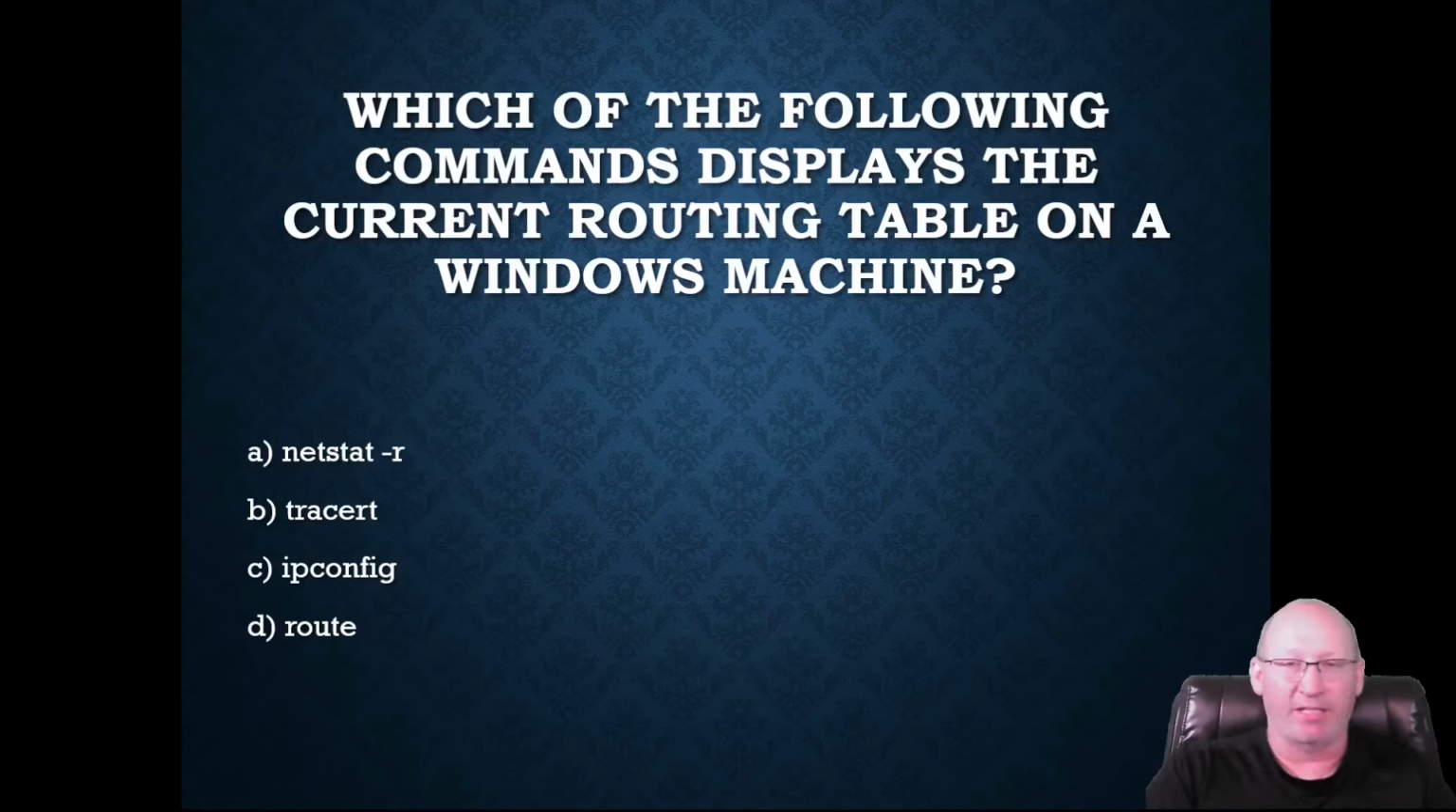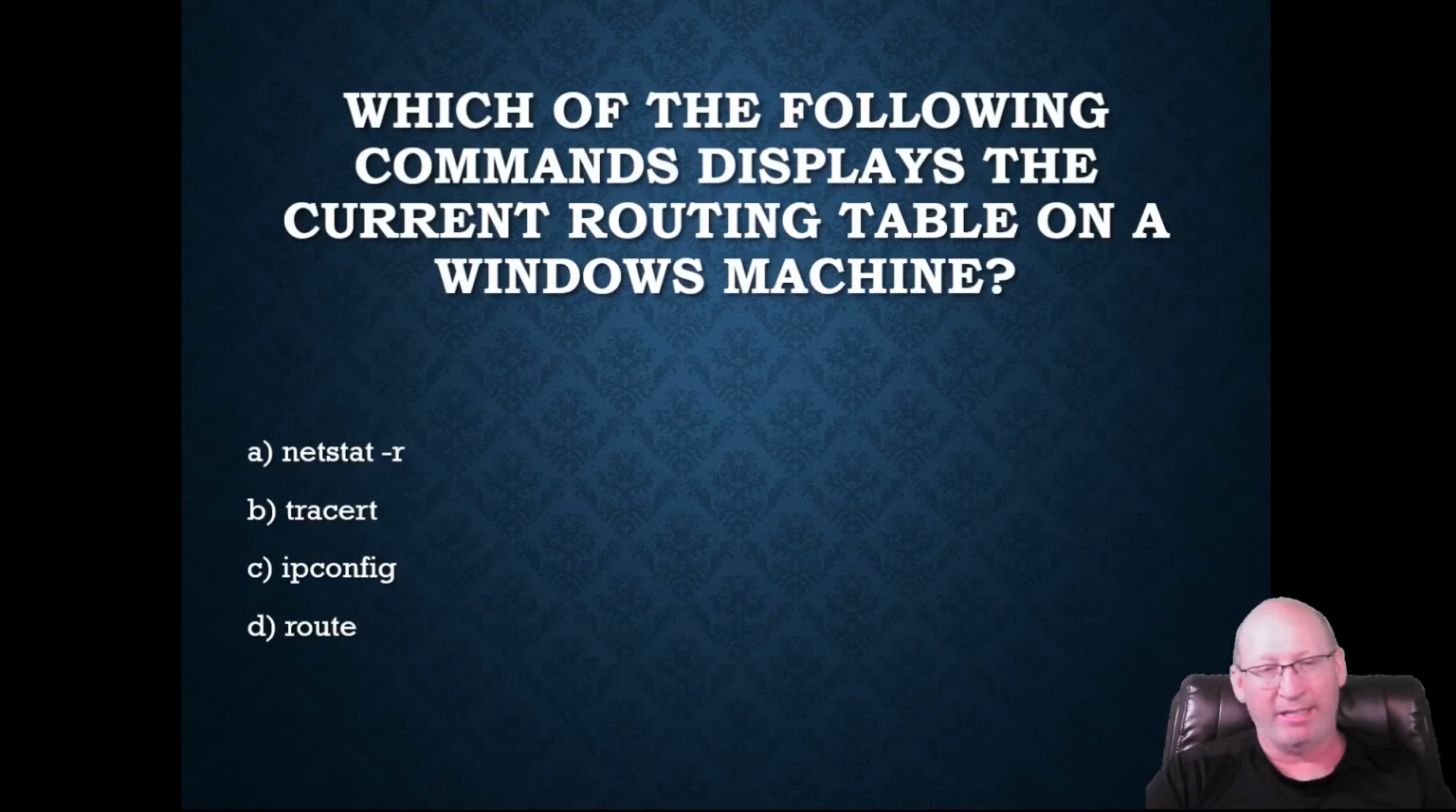Which of the following commands displays the current routing table on a Windows machine? Let's get rid of the easy ones. We know it's not ipconfig. We know that we're not looking at the Internet Protocol configuration, so this would give us the IP address, the gateway address, and the broadcast address, I should say. Definitely not going to be ipconfig.